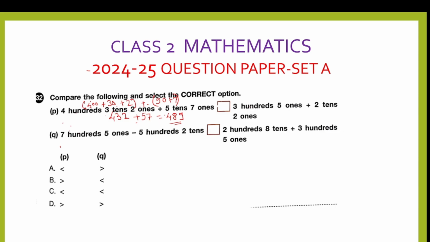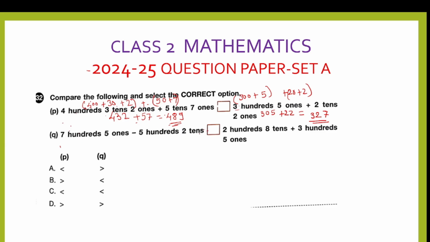Similarly, find out the number from this right side. So this is 300, that is 300 plus 5 ones. So how much? This is 305, and plus 2 tens, that is 20, and plus 2 ones, that is 22. So the number is 5 plus 2 is 7, 2 plus 0 is 2, and this is 3. Now 327 and 489.